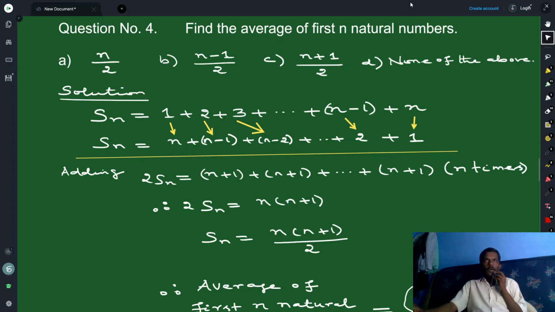Welcome back to quantitative aptitude class, and we have been doing problems on averages. Now we will solve problem number 4, 5 and 6. Now question 4 is: find the average of first n natural numbers.